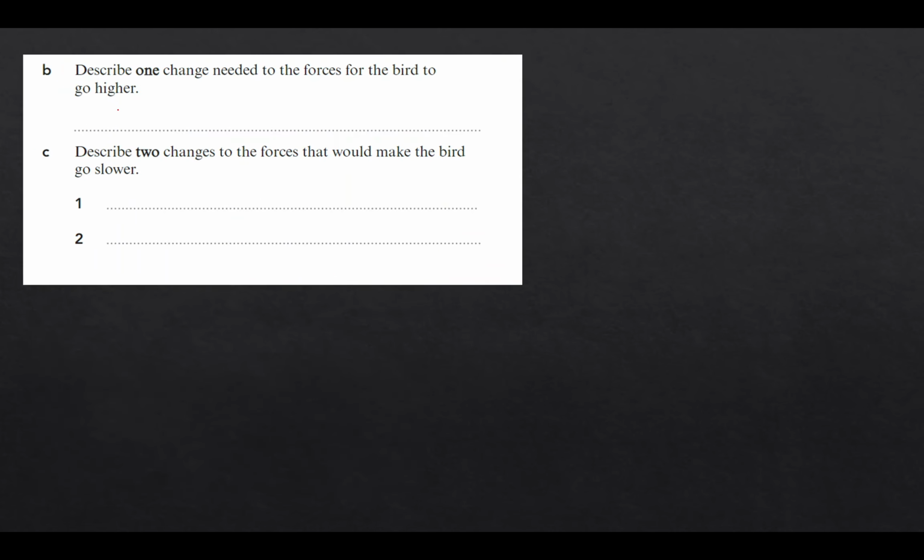So the one change required for it to go higher is by increasing force A.